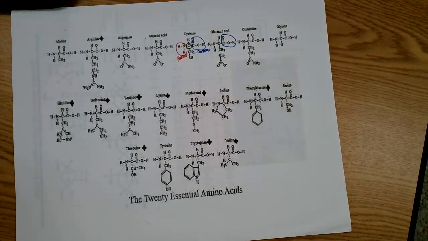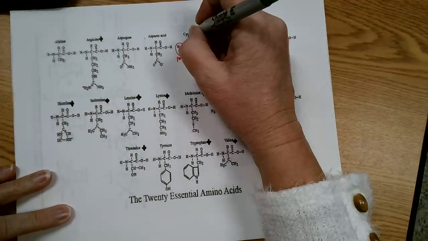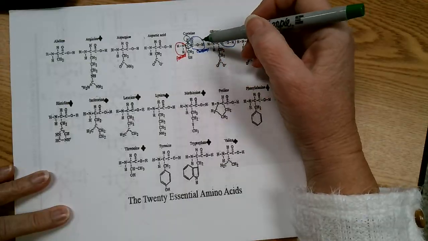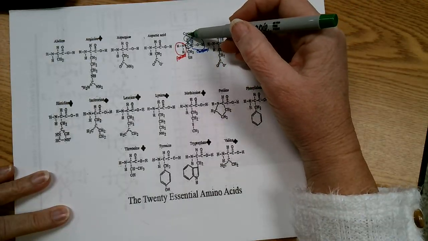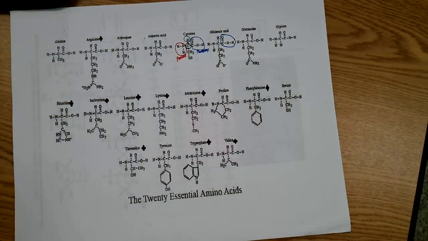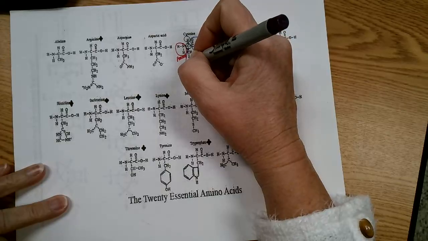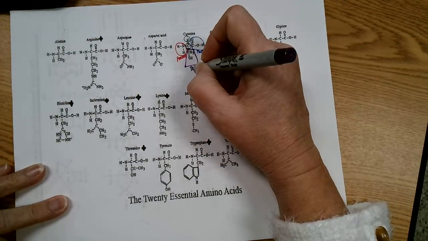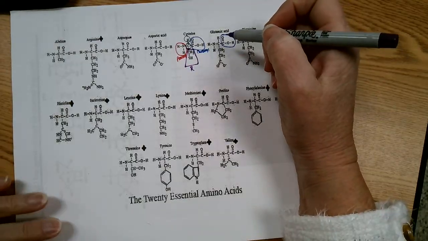Up here at the top is just the hydrogen, because remember they have an amine group, they have a carboxyl group, they have a hydrogen. Then everything else from here on down, I'll put it in like this. That is the R group. That's what makes every single one of them different.